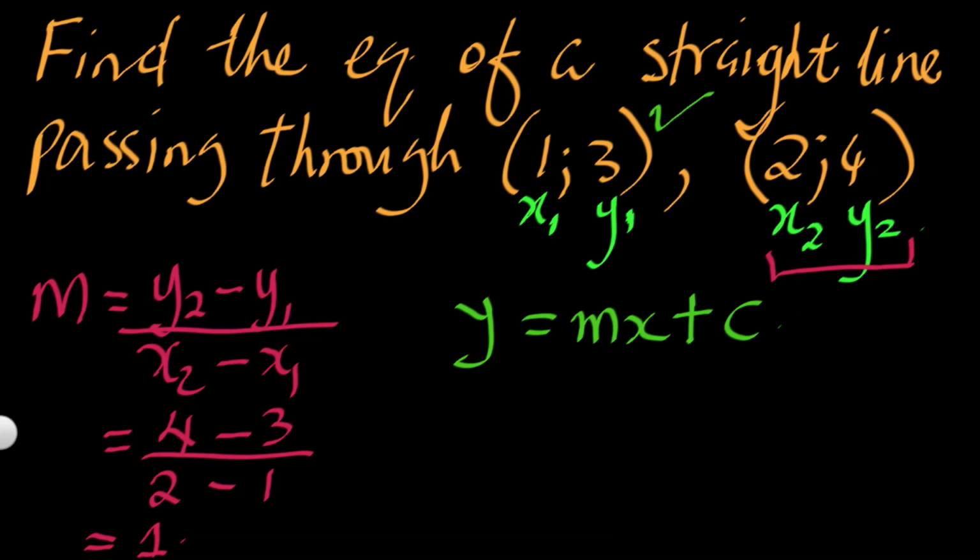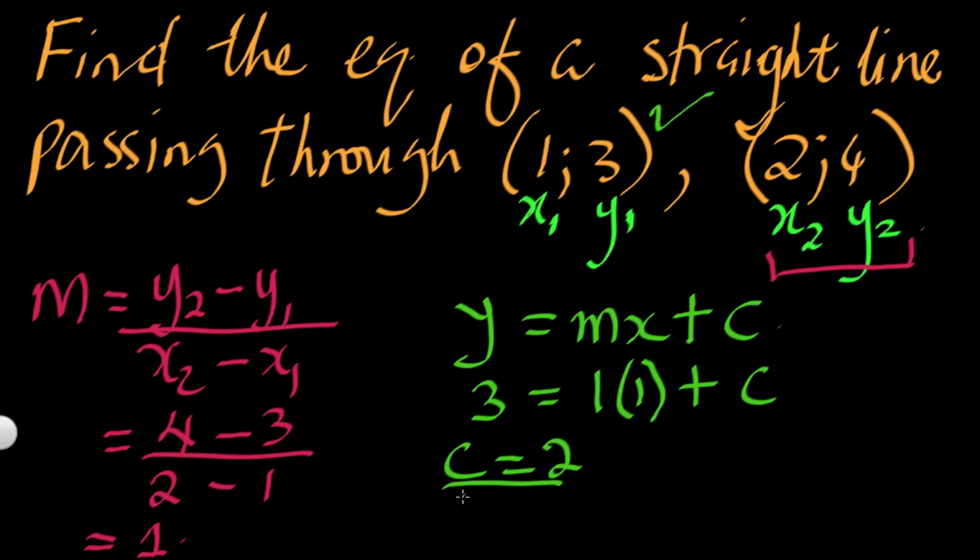So y here is 3, m is 1, our x is 1 plus a c. So from here we can solve for c, which means c is equal to 2. 3 minus 1, we take this one to this side. 3 minus 1 gives us a 2. So I have my m, I have my c. It means I now have the equation of the line.